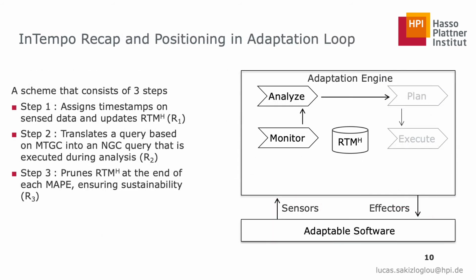I have now presented the 3 steps of InTempo, and I would like to now make a recap and position all the steps in the context of an adaptation loop.